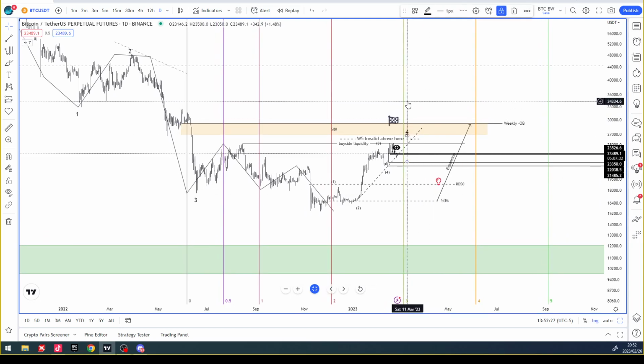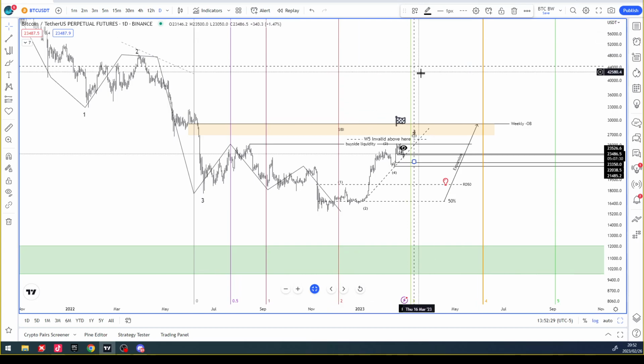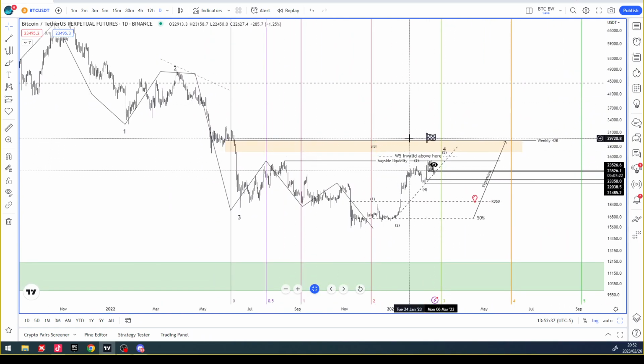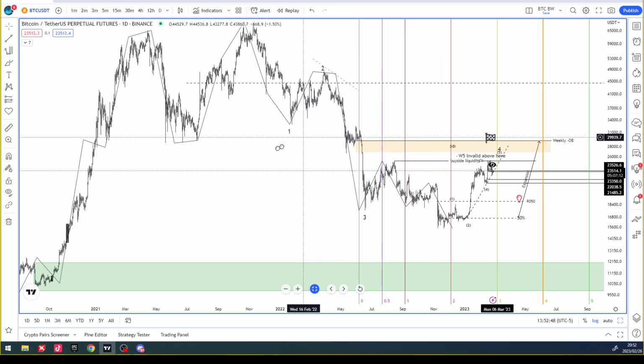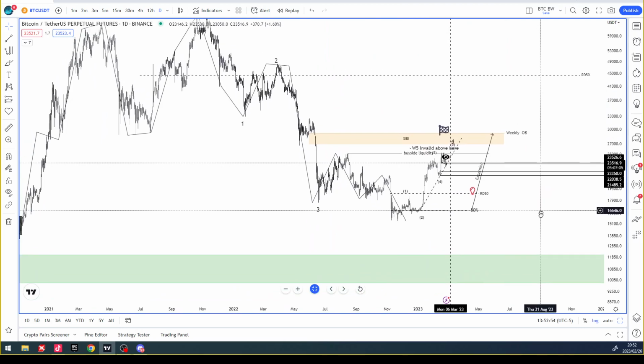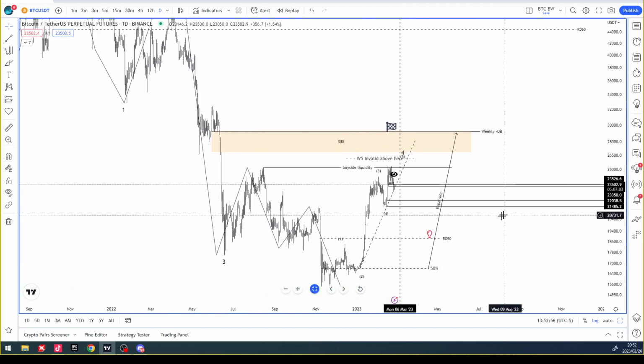I'm just going to try and move this one over. So this puts it around March 6th, which would make wave 4 3 times the length of wave 3 in terms of time. So still a little bit to go in terms of that. It is actually quite big at the moment for a wave 4, so not really liking that. So let's see how this one works out.